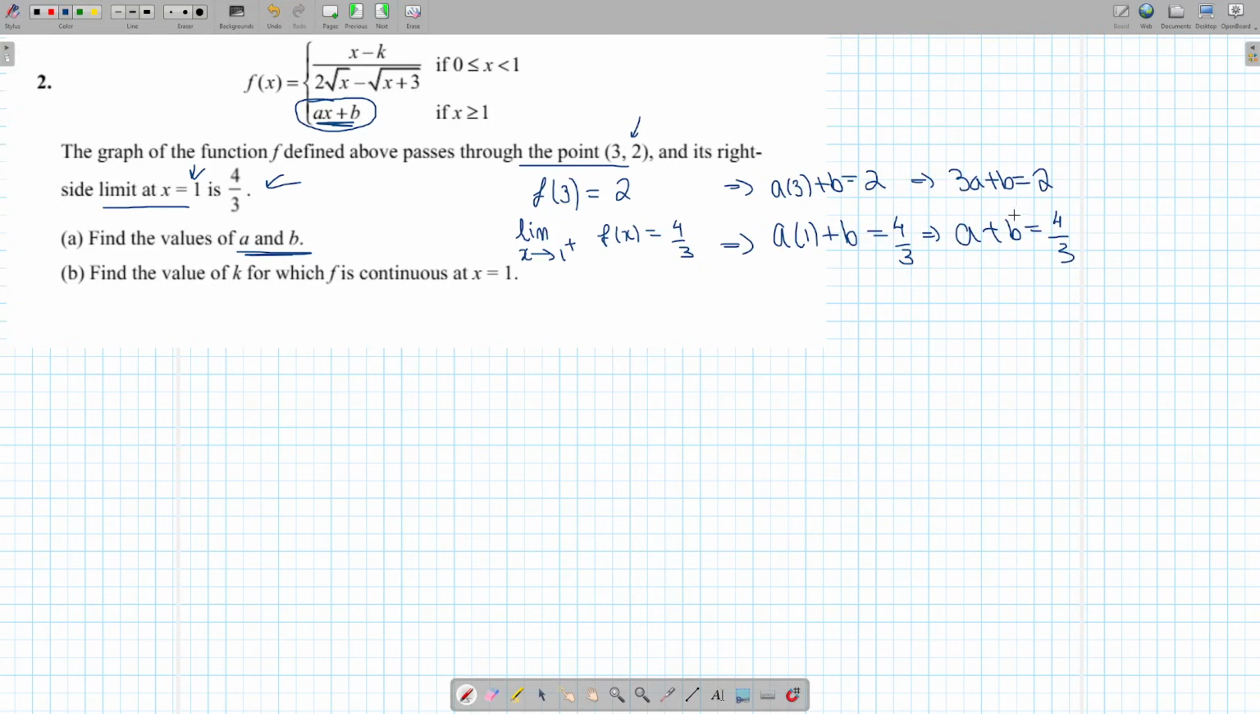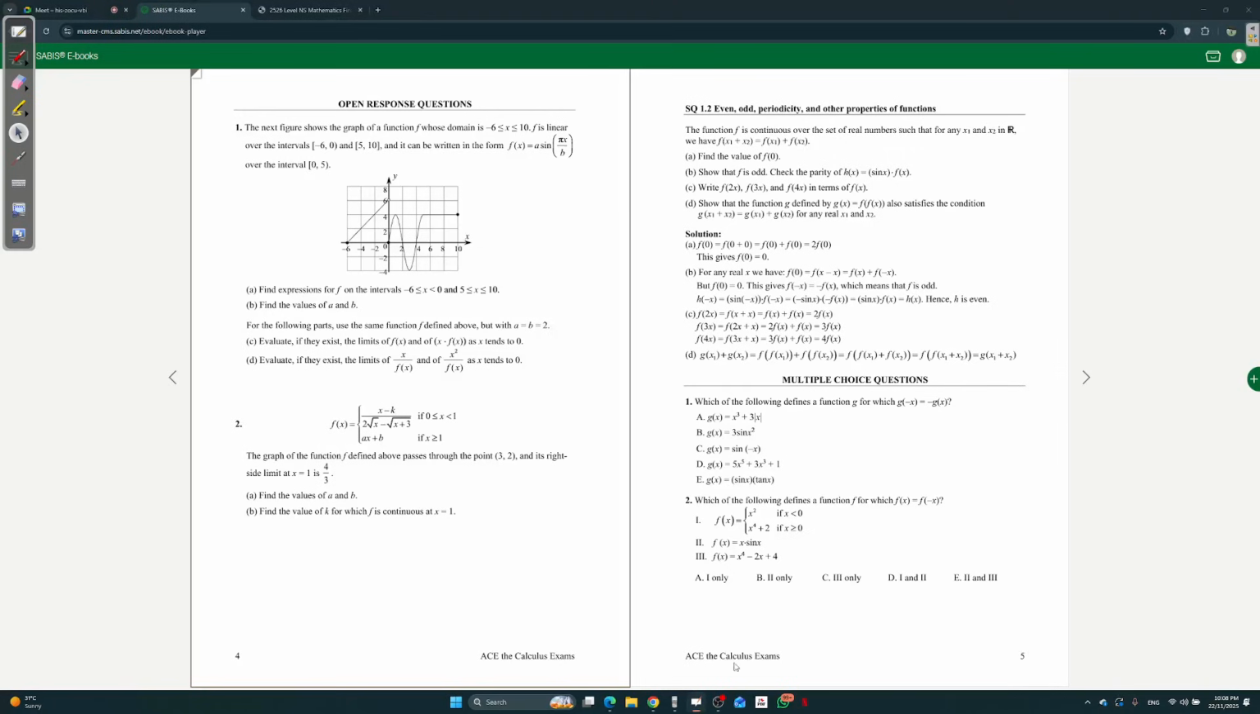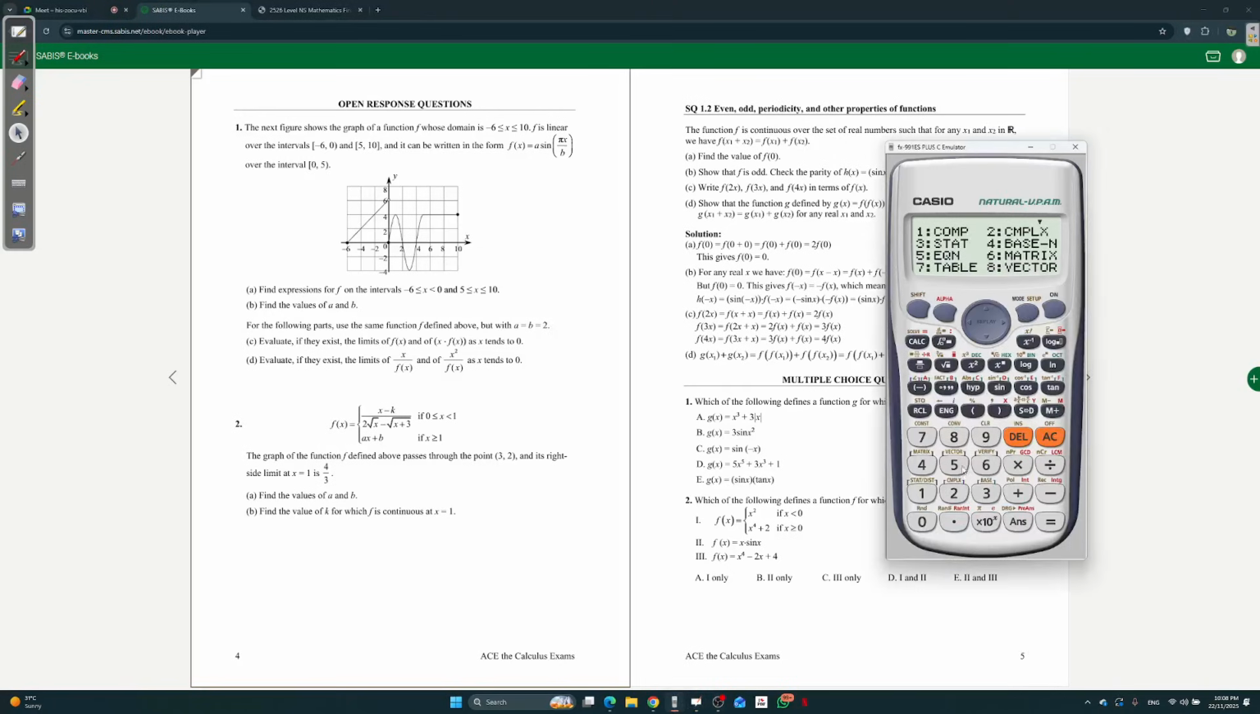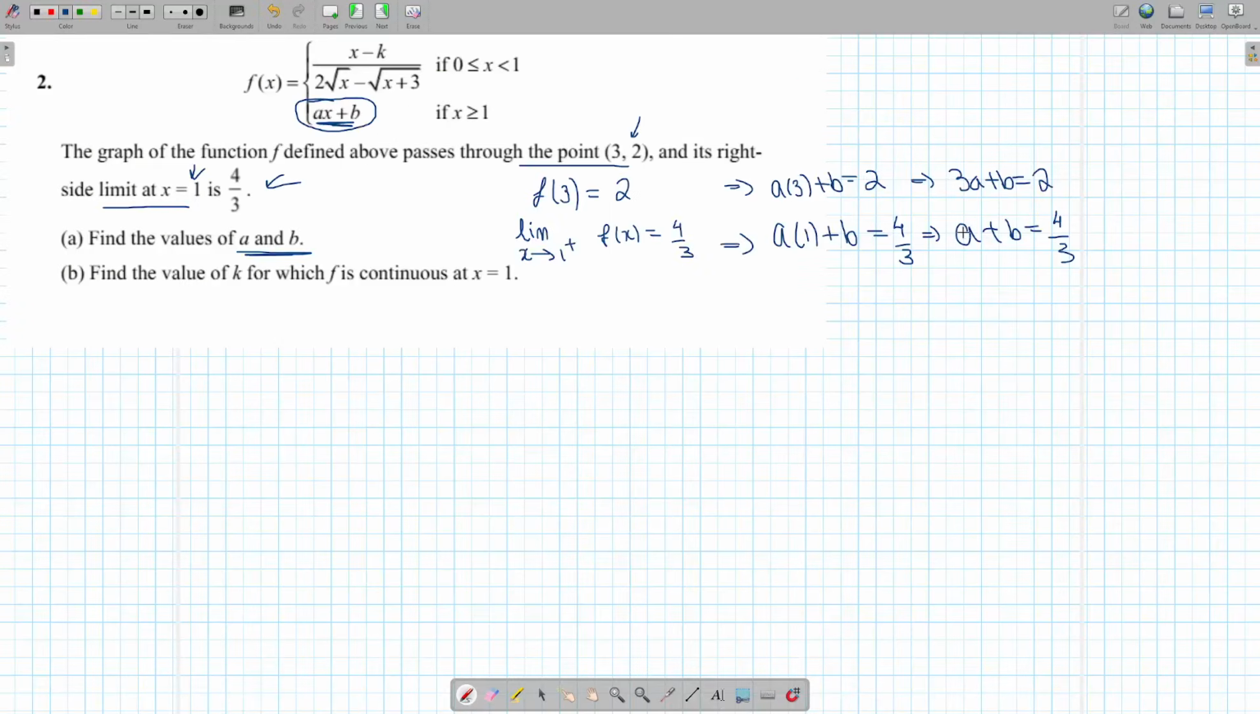Now, how can you find a and b? There's so many different ways. One way is you can use equation mode, or my favorite way is to subtract, like you said. So we're going to do this. Why can I subtract? Because we have b here, so we can cancel it out. So 3a minus a is 2a, and then 2 minus 4/3 is 2/3. So you're gonna get that a is equal to 1/3.